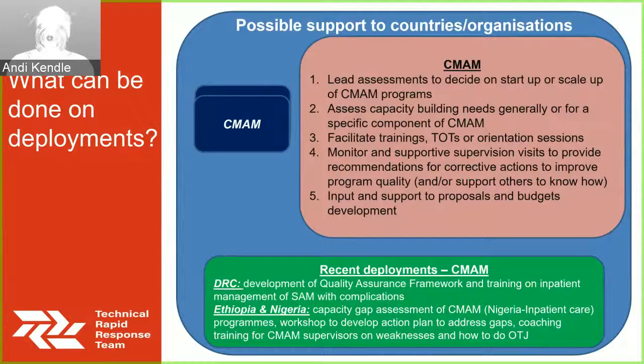In DRC, the advisor was working with the cluster on quality assurance framework in the Kasai region, also training on inpatient management of SAM with complications. In Ethiopia and Nigeria, there was a process that started with a capacity gap assessment, and then that led into workshops to be able to address the gaps to improve programming. Then it was followed up by coaching training, whereby CMAM supervisors were supported on how to do on-the-job training and with looking specifically at the weaknesses that were seen in their programs.